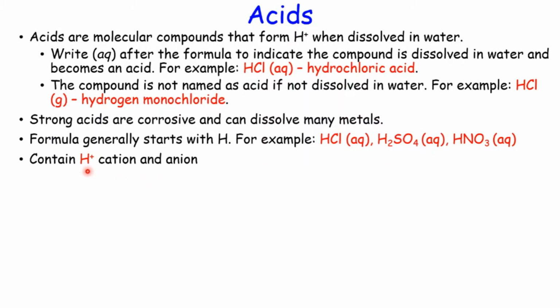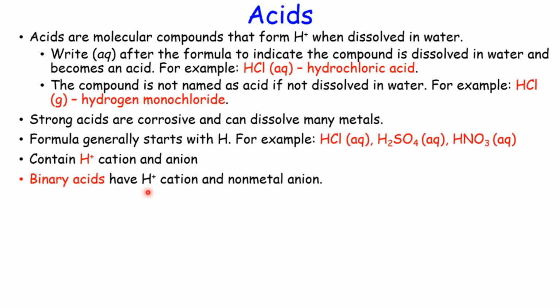And of course, they contain protons or hydrogen cation and an anion. Let's say in this case, of course, the anion is chloride. In this case, the anion is sulfate. And here, the anion is nitrate.